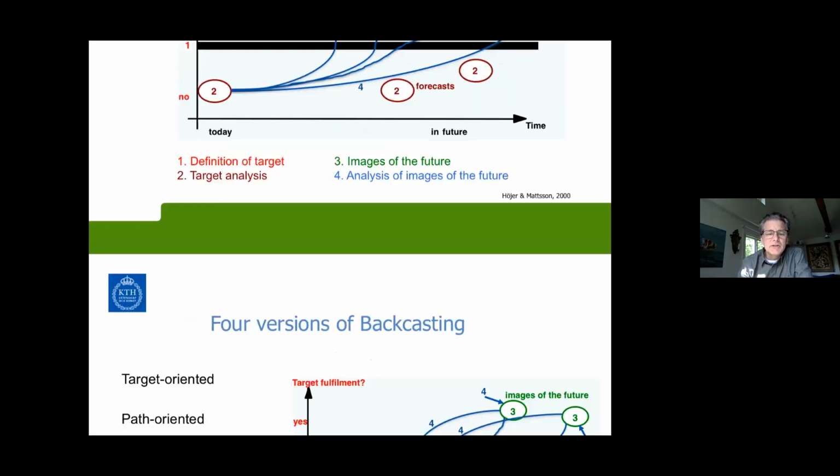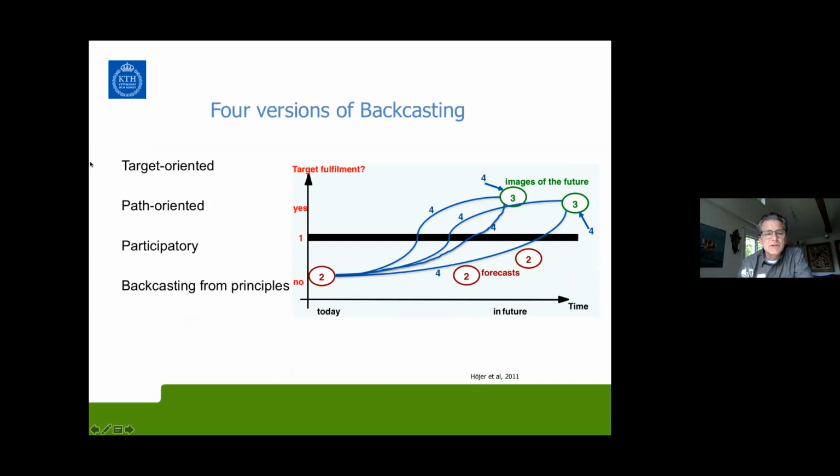And mentioning this, there are different versions of backcasting. You have, for instance, target-oriented, where you focus a lot on the target. You have path-oriented, where you focus a lot on the path. You have participatory, where you use backcasting more as a way of engaging people. And you have backcasting from principles, which we don't need to go into right now.